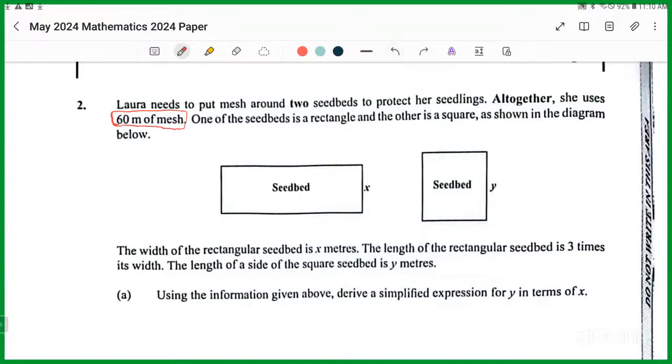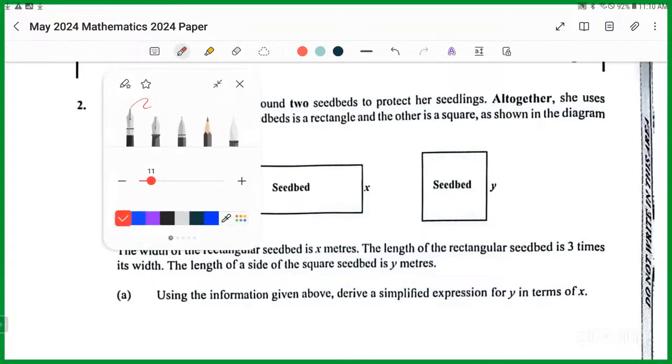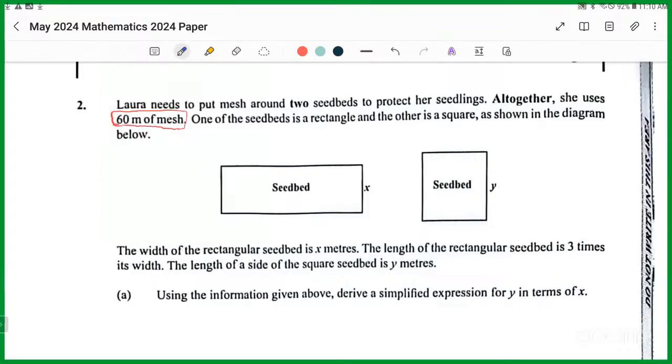And the length of the rectangular seed bed is 3 times its width. So this length is 3 times this width. That's just simply 3x. I'm going to put that information on the diagram. So this length is 3x. This length over here is x as well. This length down here is also 3x. We know that's a property of a rectangle: the opposite sides are equal in length.